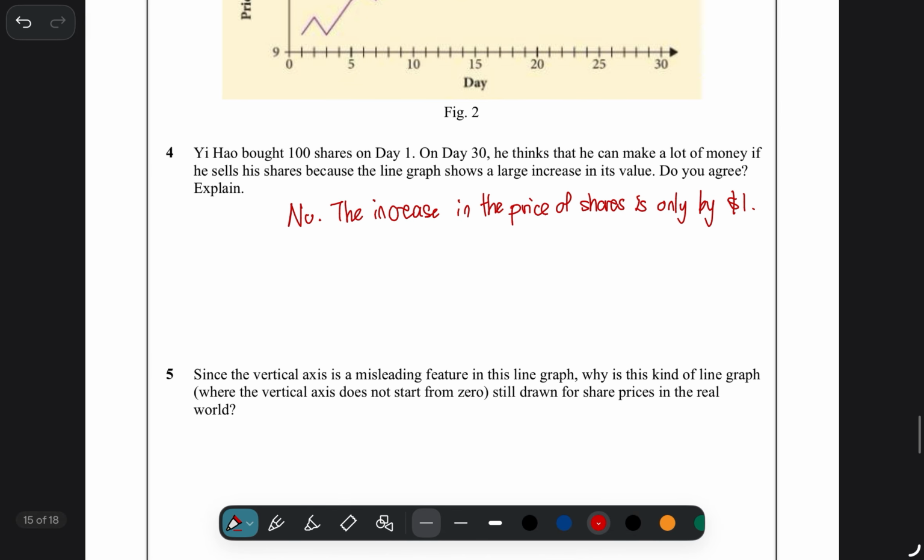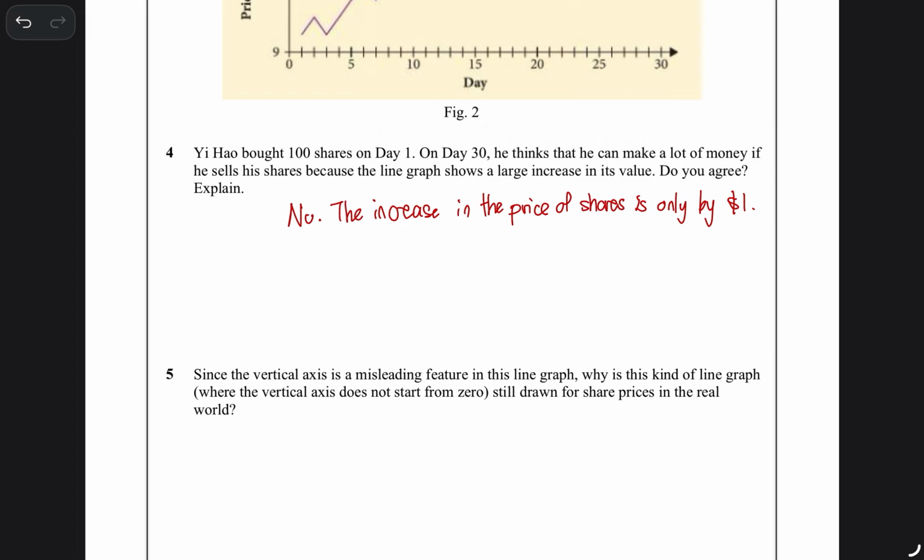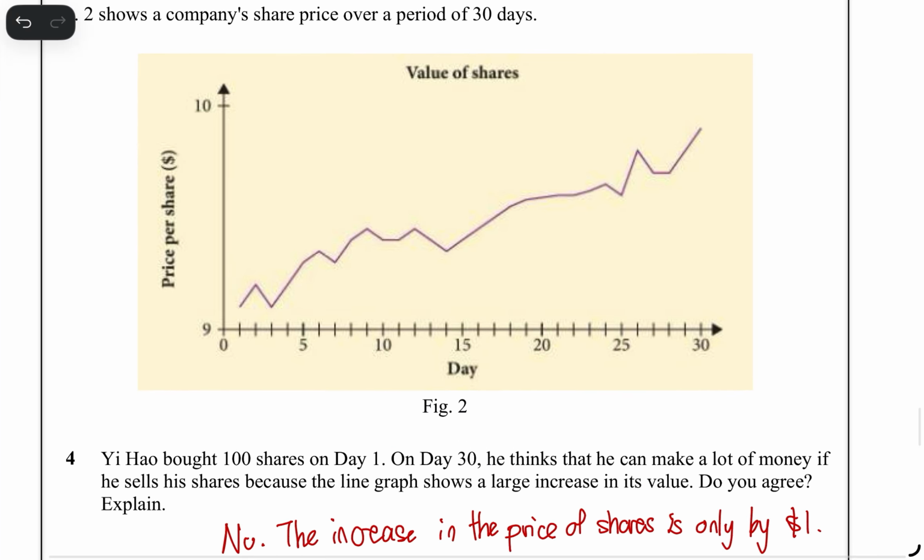Then the next question. The question is often, since this vertical axis doesn't start from 0, it can be quite misleading. Why do people still use this kind of line graph whereby the axis doesn't start from 0? If you think about it, why do people still use this? It is because sometimes in real life, the price of shares has very, very small fluctuation. So if I start from 0 here and I put my 9 here, the graph will look something like this.